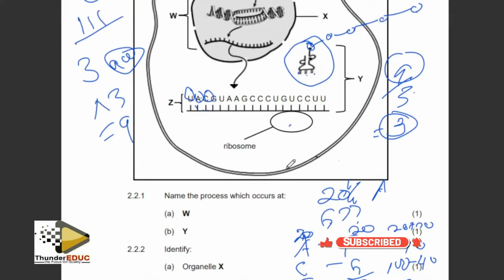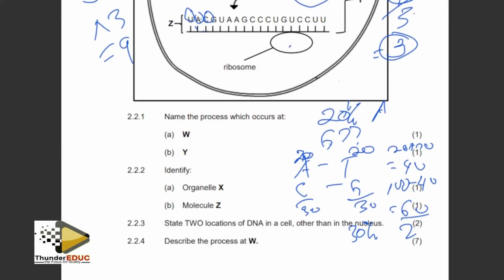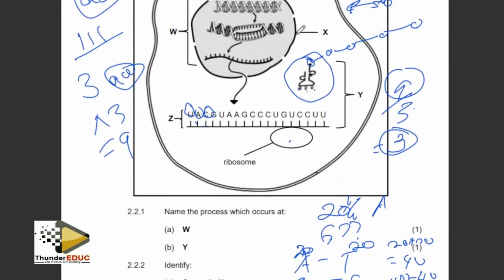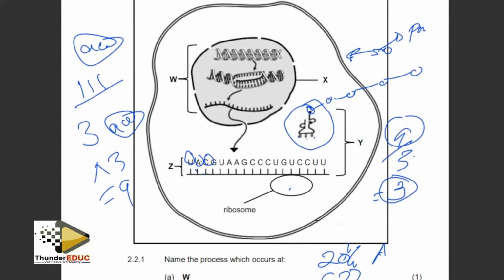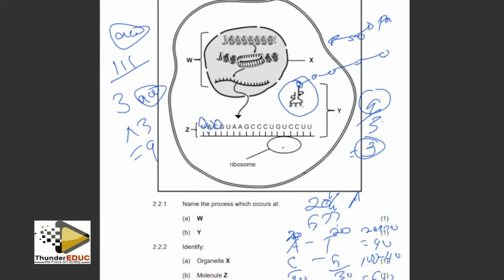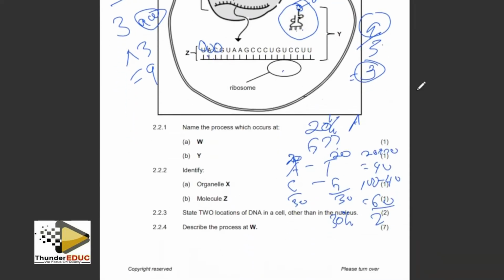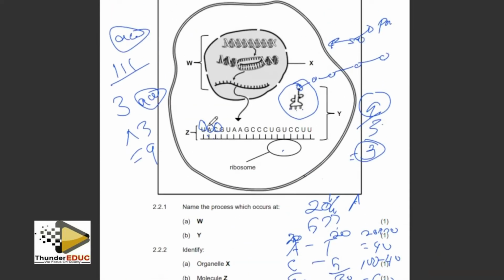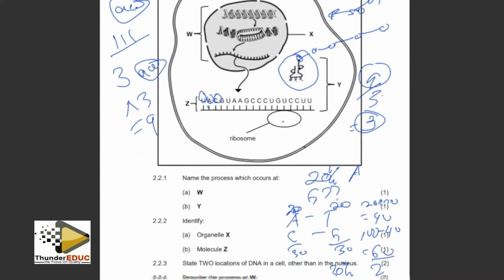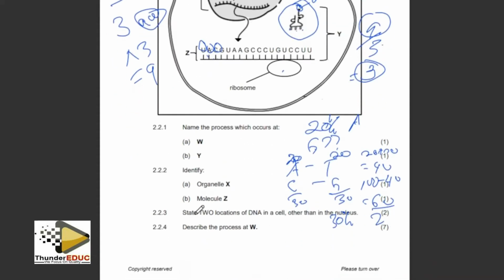I'm using these as examples. We are asking which organelle is X. We have seen organelle X is the nucleus. And then which molecule is Z? Z is messenger RNA. Don't just say RNA, it's messenger RNA.